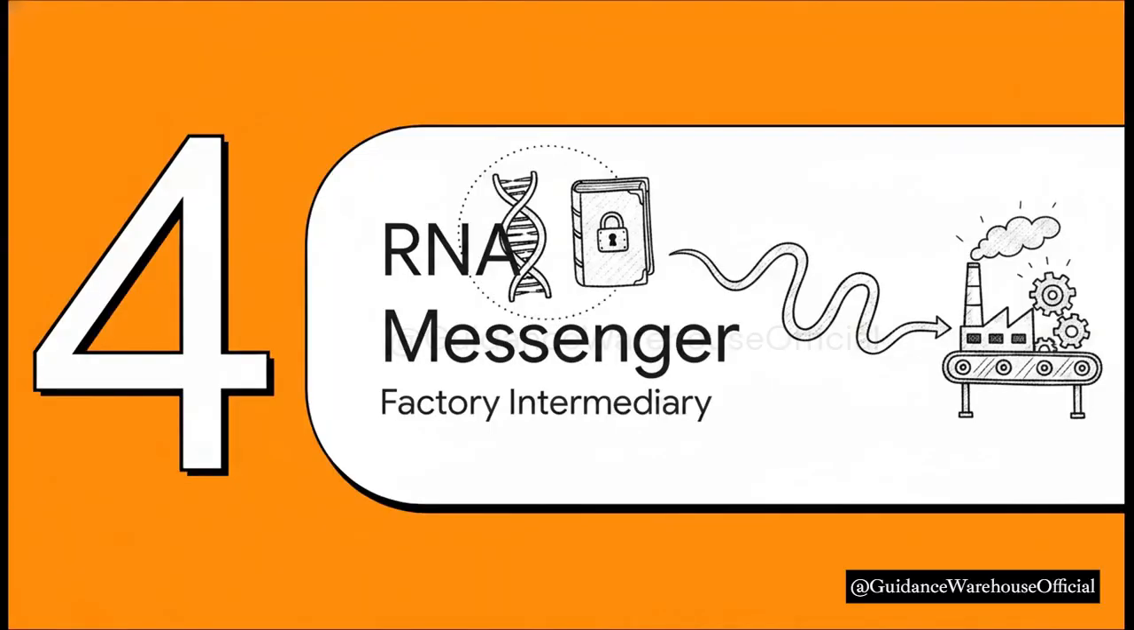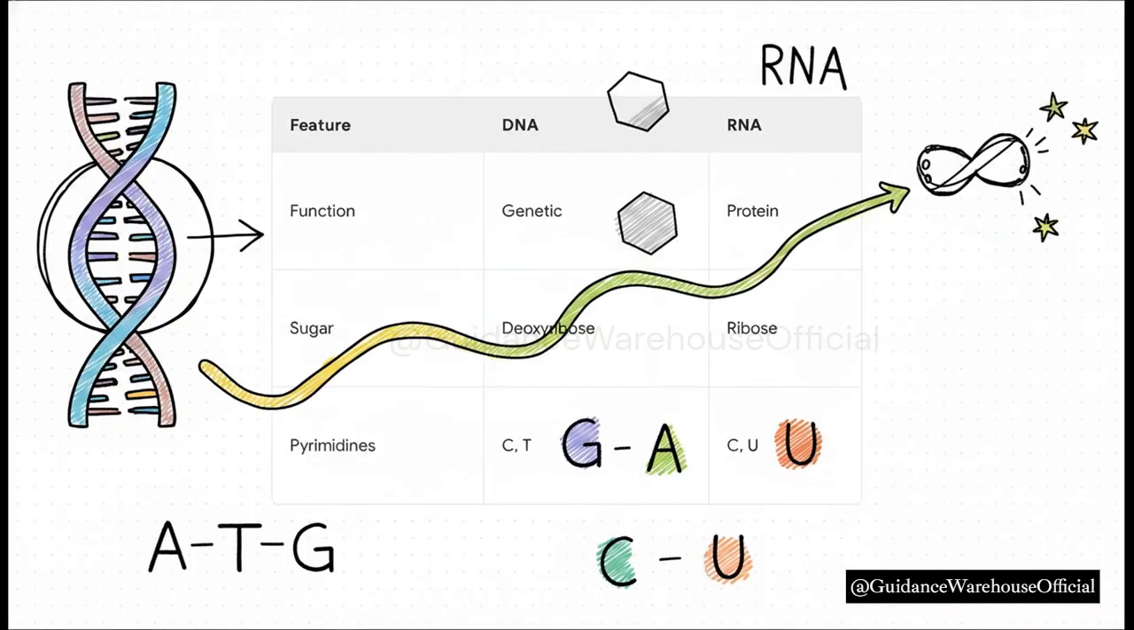Moving right along to Section 4, RNA, the cellular messenger, acting as our factory intermediary. Now, what's really interesting about this slide is how we can directly compare DNA and RNA side by side. So DNA is securely locked in the nucleus, holding our genetic blueprint. It acts like a master reference book that you absolutely cannot check out of the library. So how does the cell actually build anything? Enter RNA. RNA is our intermediary. It actually leaves the nucleus to synthesize proteins out on the factory floor.